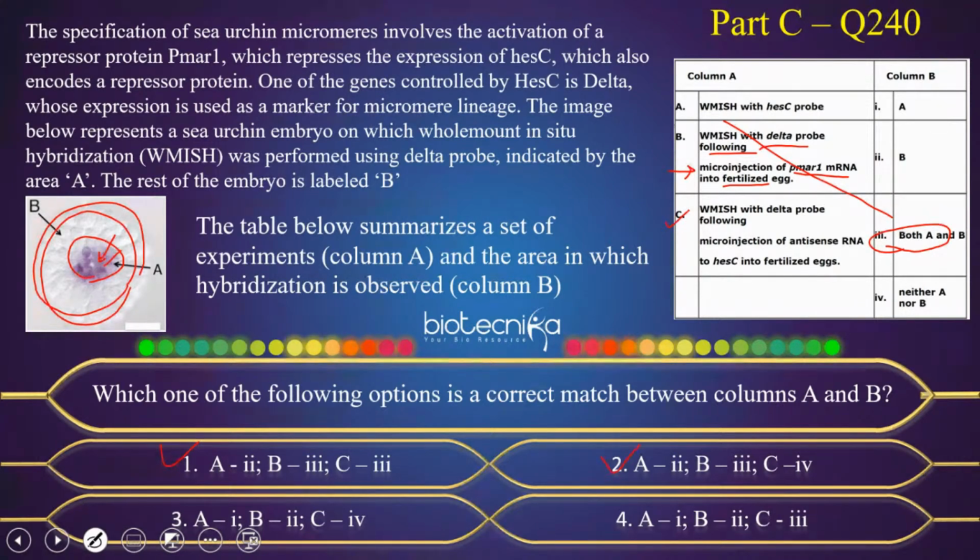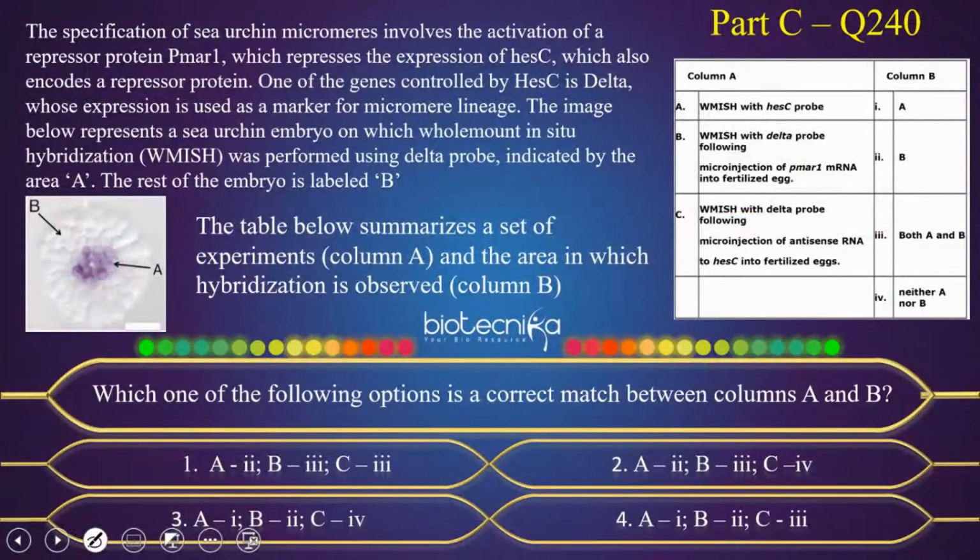So the last one, WMISH with delta probe, following. Again, you are doing for delta probe only. Microinjection of antisense RNA to HESC. So antisense to HESC means what? HESC won't be there. Yeah, that's what, Amit. Antisense means HESC won't be there. Antisense mRNA will go and bind with the actual mRNA, so HESC won't be present.